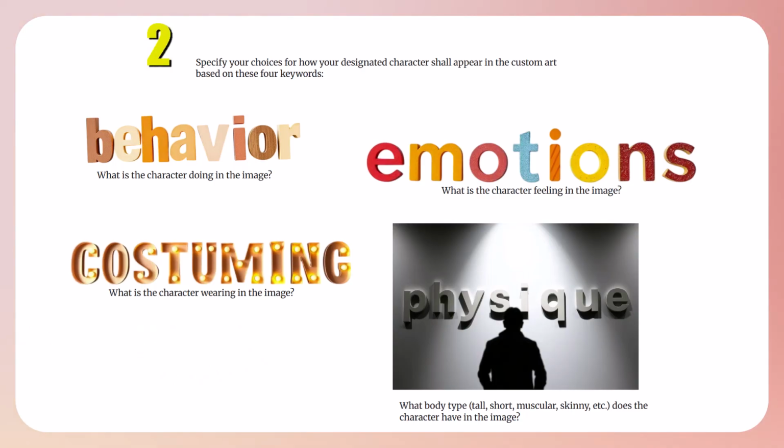And this has been a very brief 15-20 minute demo of what is possible when you talk to me about ordering a custom character. So the second step is very important. You should tell me, have an idea when we talk, using these keywords, what is the character doing in the image, his behavior? What is the character feeling in the image, his emotion or emotions? What is the character wearing in the image, his costuming? And last but not least, what body type does the character have in the image?